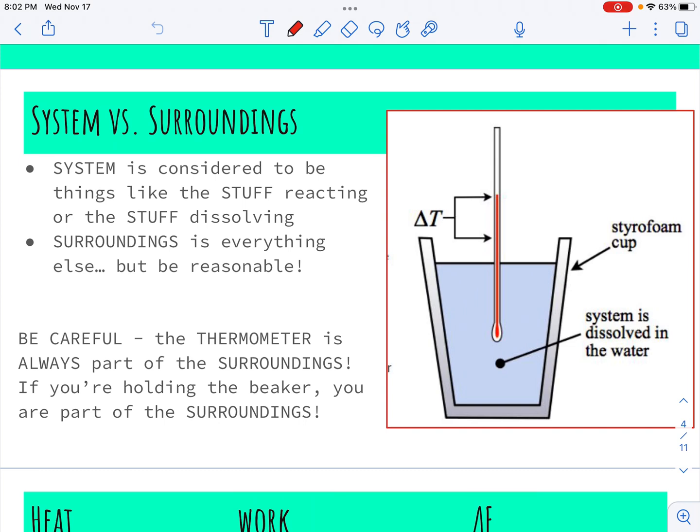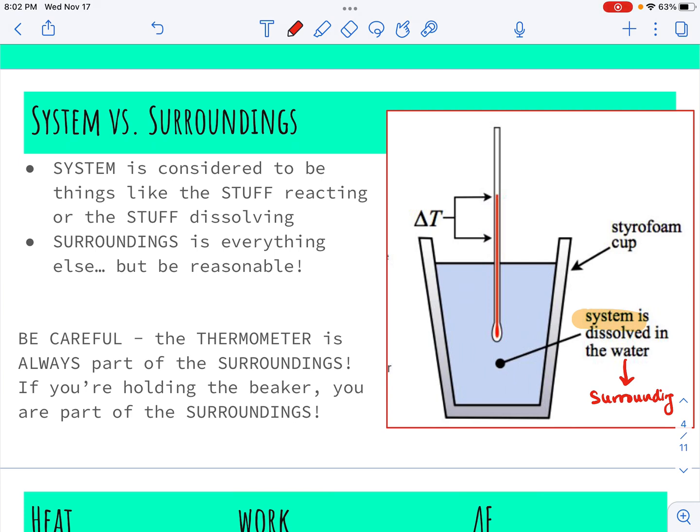So some things that you have to remember is that if I have something dissolving in water, the water itself is not the stuff. It's not the system, it's the surroundings. All right, so I really like this picture that I stole because it says that the system is dissolved in the water, which makes the water surroundings.